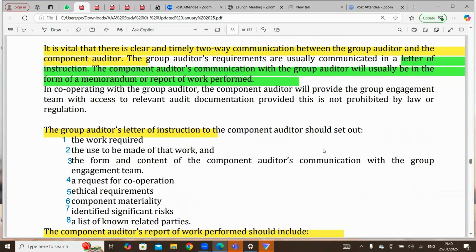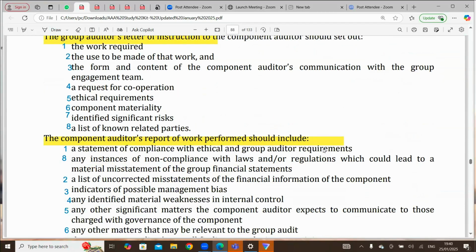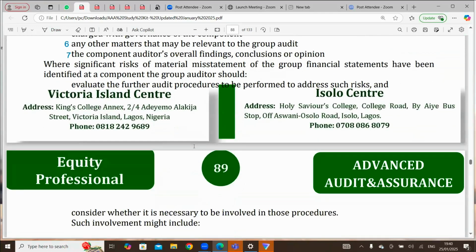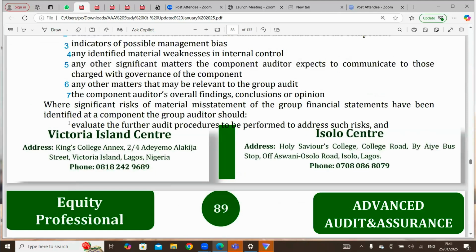So it's just important to note that the group auditor communicates with the component auditor using what we call a letter of instruction, while the component auditor responds to the group auditor using what we call a memorandum or report of work performed. Okay. Now, we've said that where significant risks of material misstatement of the group financial statements have been identified at the component level, the group auditor should evaluate the further procedures.